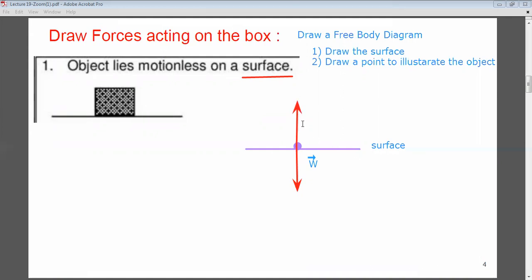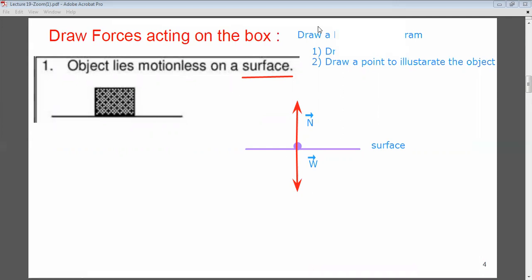Next, normal vector. Okay, it's motionless, so it's not moving. Is there any other force? Well, if there is a surface, there can also be friction, but it didn't tell me anything about the surface, if it's frictionless or smooth. So I assume there is no friction. Okay, so we drew the normal and the weight. These are the forces acting on this object.